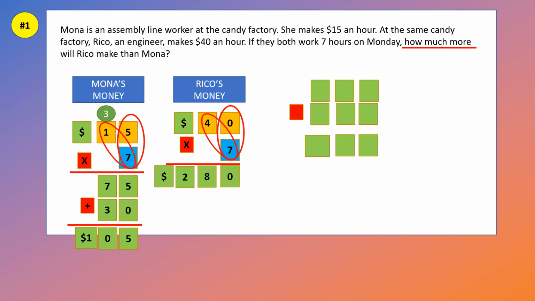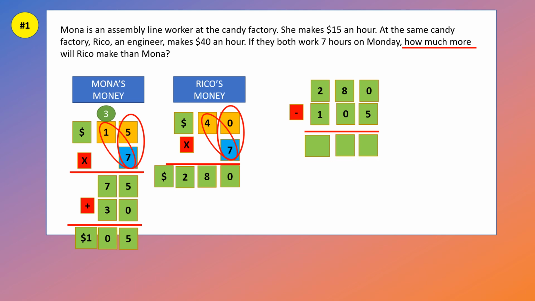Now, anytime you see the words how much more together, or how many more, or how much fewer, or how many fewer, you're subtracting. How much more, how many more, still the same. You're still subtracting, okay? So we're going to write down Rico's earnings, which is $280, and we're going to subtract Mona's earnings, which is $105, to find how much more Rico earned than Mona.